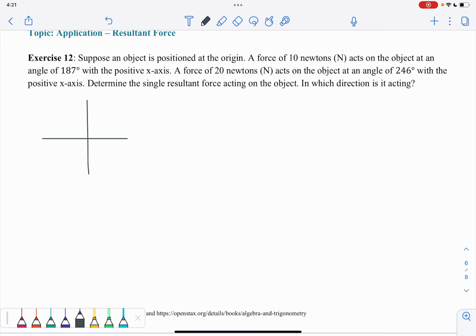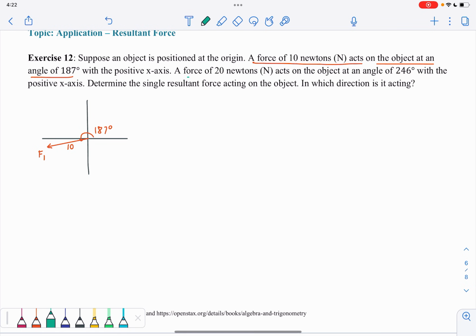This first one says a force of 10 newtons acts on the object at an angle of 187 degrees. The 10 newtons is going to be the magnitude, and this angle here is 187 degrees. That is just below that half rotation of 180, down in quadrant 3. I'm going to label the angle 187 degrees, and label the vector with its magnitude of 10. Since it's the first force mentioned, I'm going to call it F sub 1.